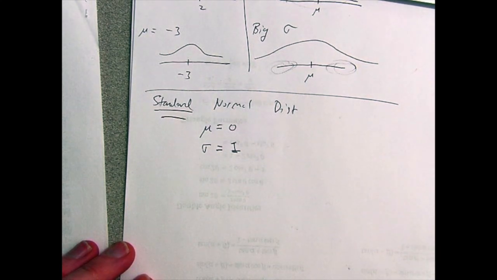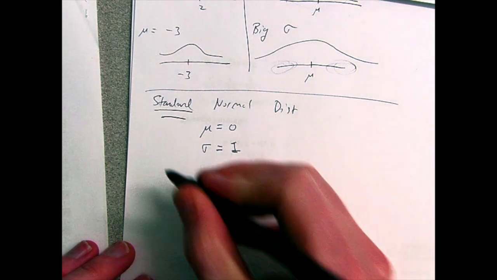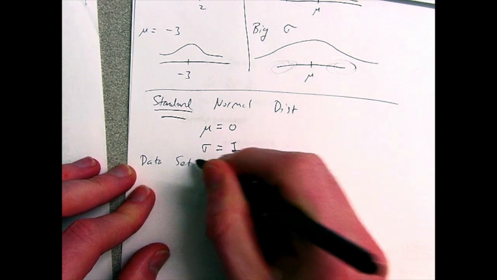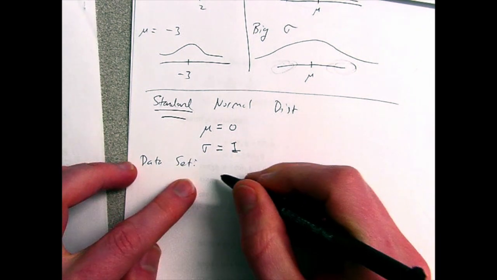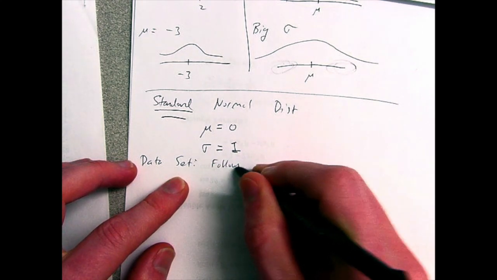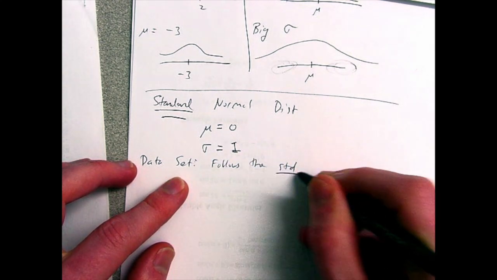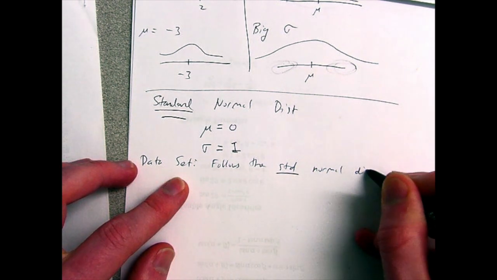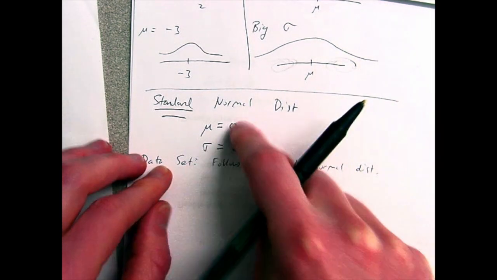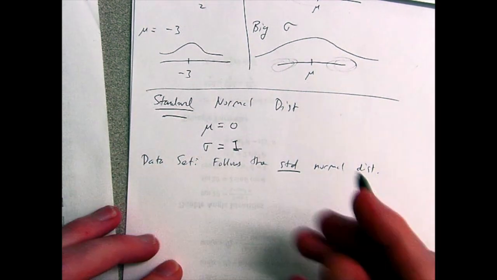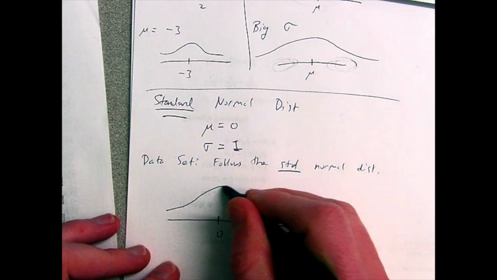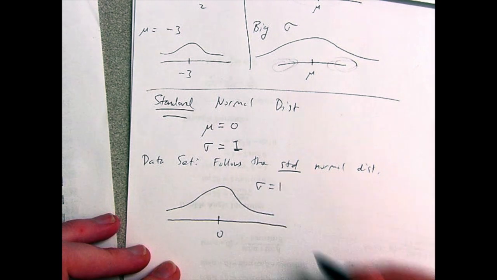So here's the idea. Let's take an example. Suppose that you have some data set. I don't care what it is, maybe it's just some list of numbers. Let's say that it follows the standard normal distribution. So not just any normal distribution, but specifically this one here, right? That means that the data set is centered at 0 because the mean is 0, and the standard deviation is equal to 1.